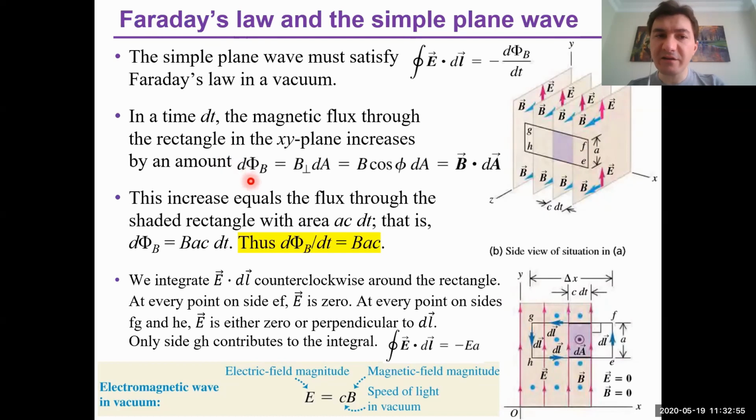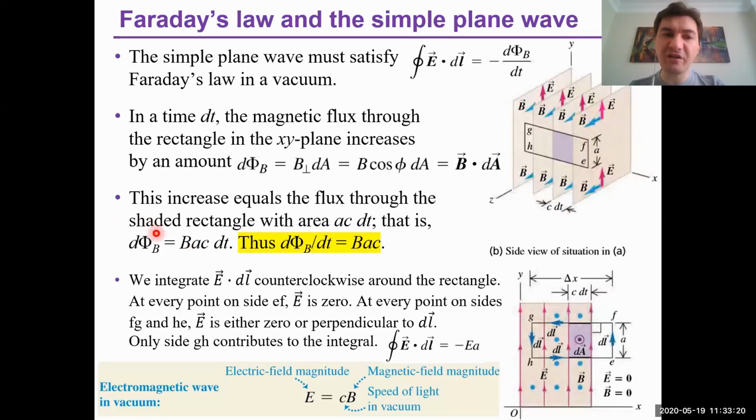So then the change in the flux, magnetic flux, this is the direction of the magnetic field, and the flux changes by time. So B times dA. B is constant, and dA is given by a times c times dt.